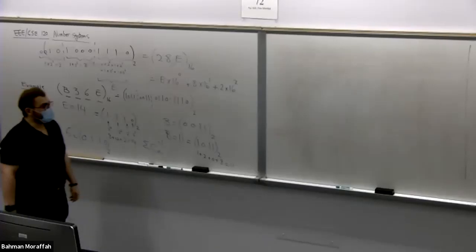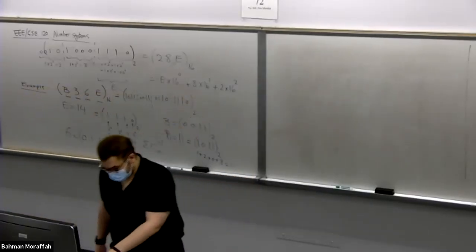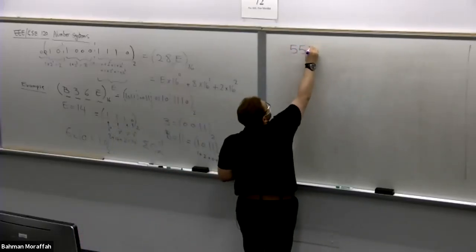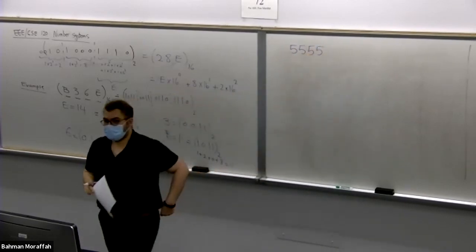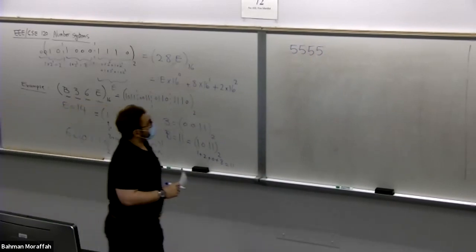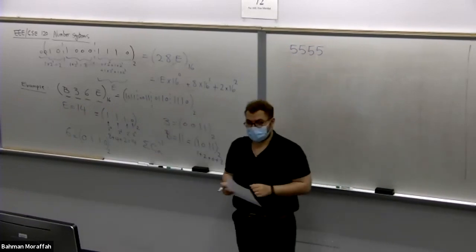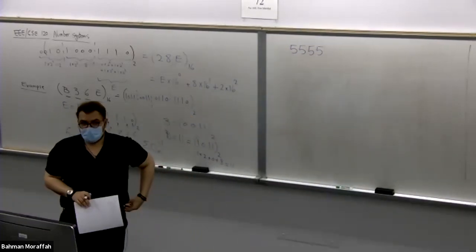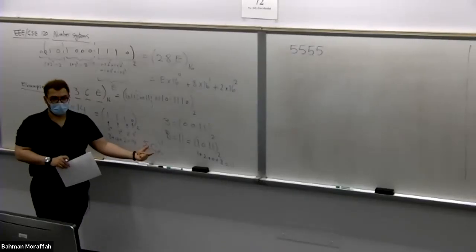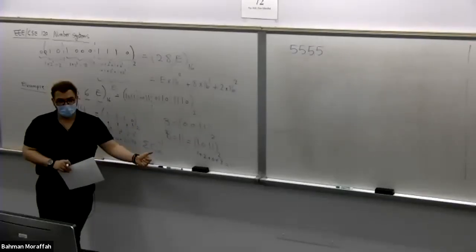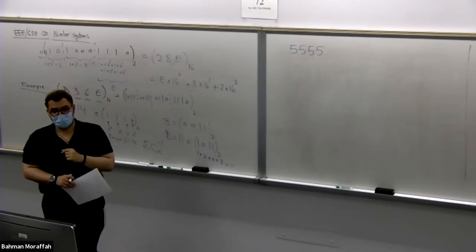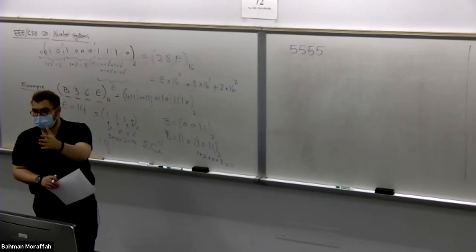So let's do it through an example. Let's say I have 5,555 in decimal, and I would like to find the binary representation. Like I said, I need to keep dividing this by 2 because I'm trying to find all the powers of 2. If I keep dividing, first by 2, then by 4 because I do the division twice, I basically extract all the powers of 2.